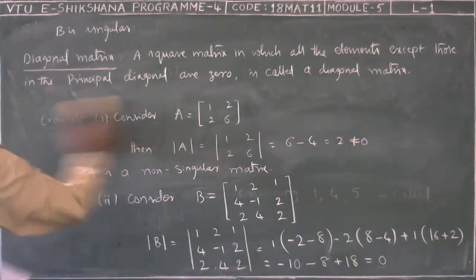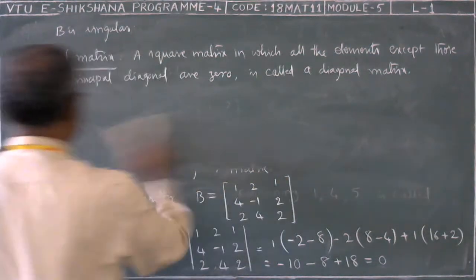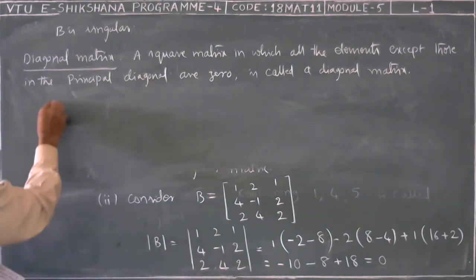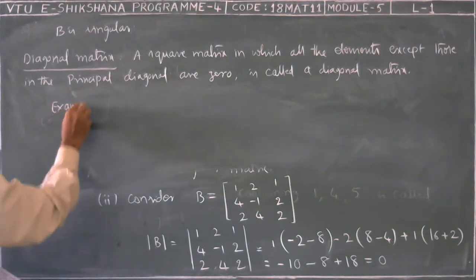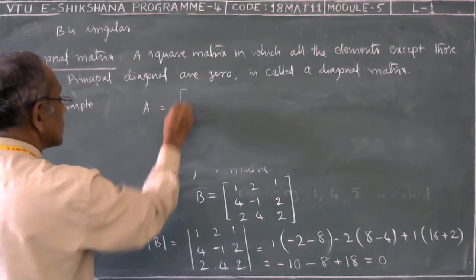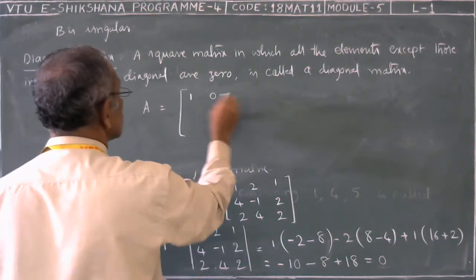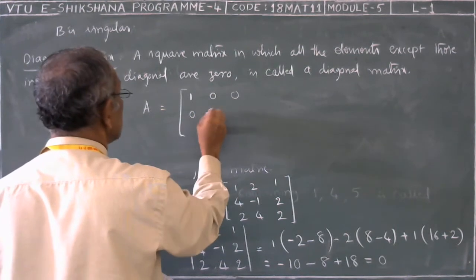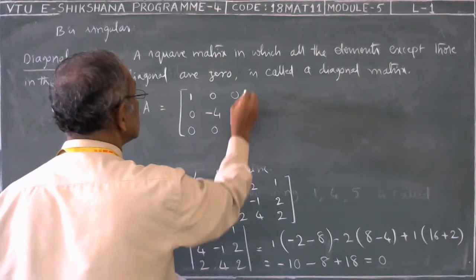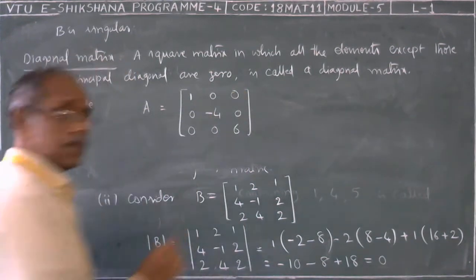Example: matrix A with rows 1 0 0, 0 -4 0, 0 0 6. This is a diagonal matrix.